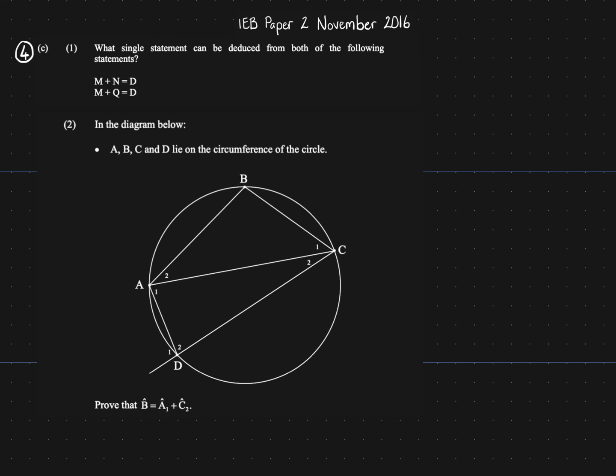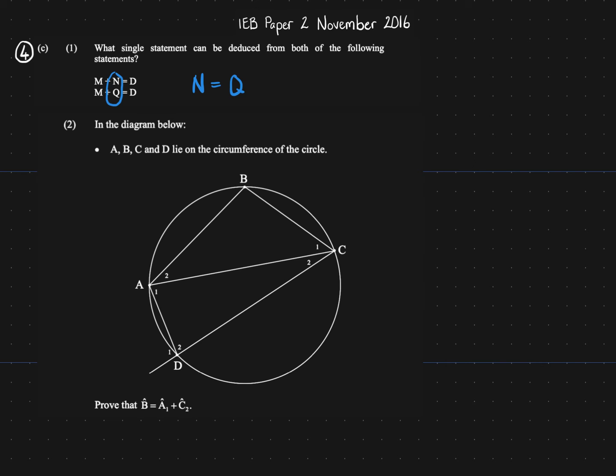The first part of question 4c is actually quite interesting because, well, it's not a question we see often. It says, what single statement can be deduced from both of the following statements? This was only a 1 mark question, but anyway. It says that m plus n equals d, and then m plus q also equals d. So what we can deduce is that n has the same value as q. Interesting question, but there we go. We've answered it.